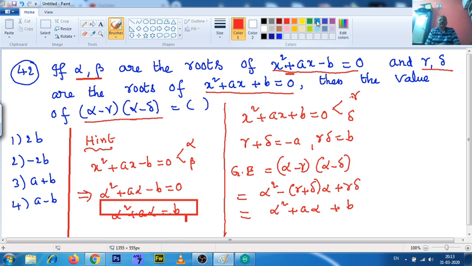So, here this value is in the bracket, you check alpha square plus a alpha is equal to b. So, now this we get now this equal to b plus b. So, answer is 2b. So, which is the right option? First one is the right option, this 2b is the right option, answer 1.